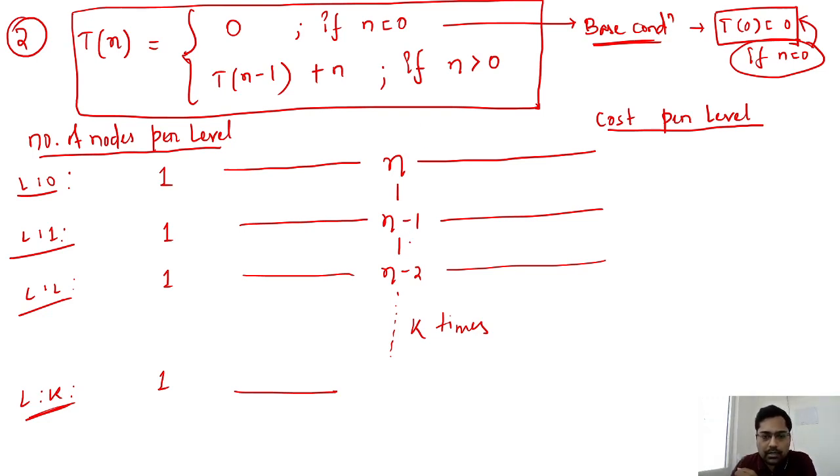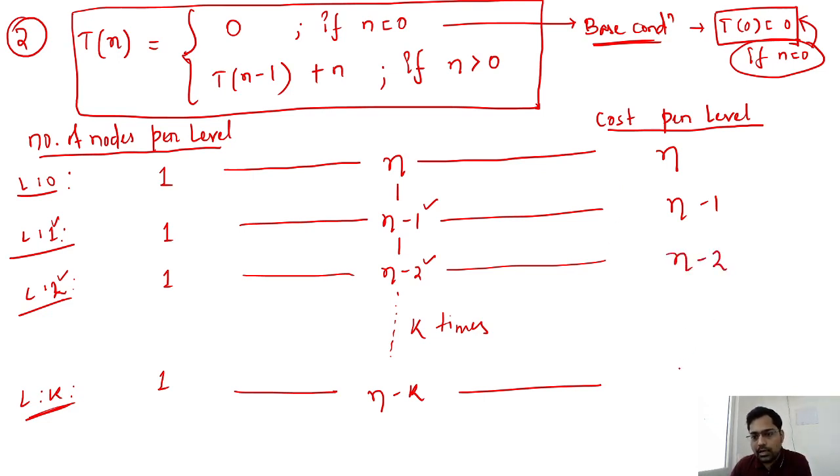Next, for level 1 it is n minus 1, while for level 2 it is n minus 2. For level k it can be written as n minus k. Here the cost would be n minus 1. In the previous videos we covered how we level the constant, so those who are watching this video, kindly go to the previous video. Next, n minus 2, like this. Here the cost will be n minus k.